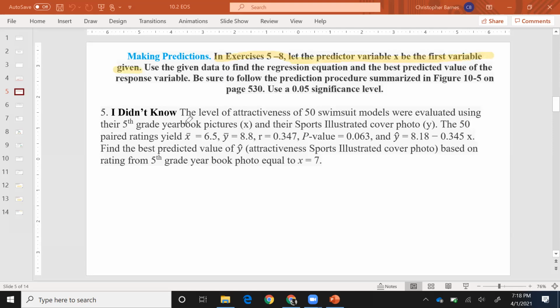So that's saying when you read this, the first one given is X, right? Use the given data to find the regression equation and the best predicted value of the response variable.